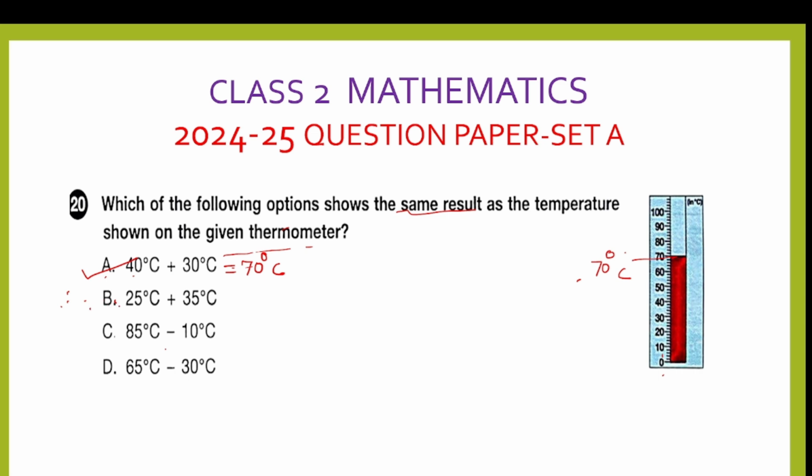If we see option B, it is 25 plus 35. What does it become? 60 degrees, isn't it? 35 plus 25. Yes, so that is not correct. Now 85 minus 10 is 75, which is not correct. And 65 minus 30 degrees is not correct. Therefore, option A is the correct answer to the given question.